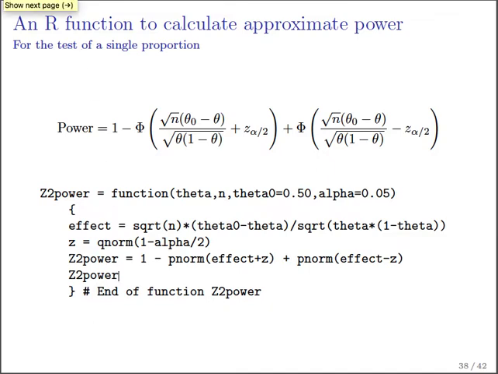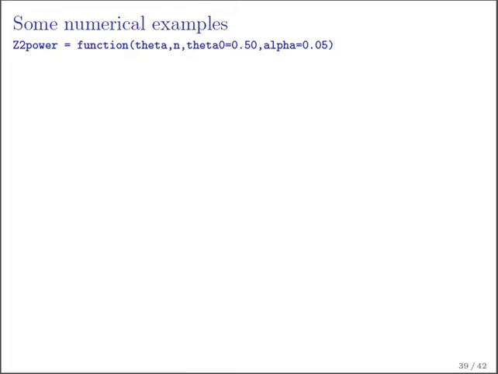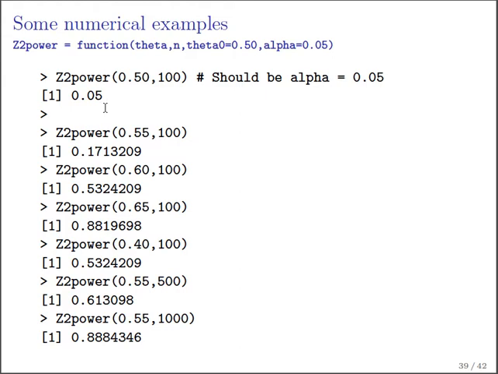Anyway, here are some numerical examples with R. First, notice that I didn't have to say theta equals 0.5 or n equals 100. The first argument is 0.5 and the second argument is 100. That should be 0.05, and it is. And then I calculated what if the true parameter value were 55% instead of 50 with n equals 100, what's the probability of rejecting the null hypothesis? And the answer is around 17%, which if you wanted to detect 55% as statistically significant by rejecting the null hypothesis, that wouldn't be very good news at all. That's a very low power.